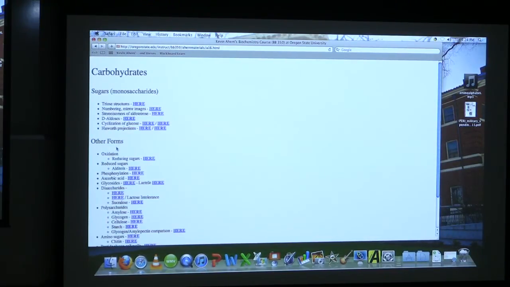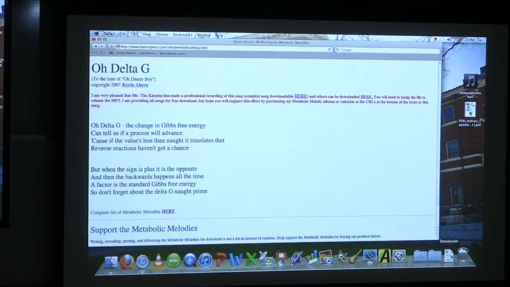Now, before we do that, maybe we should sing a song. I've got a song for energy. You want to do that? Let's do a song. This one's to the tune, we've used this tune before. It's to the tune of Danny Boy. It's called O Delta G.